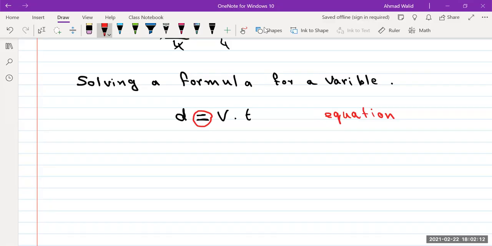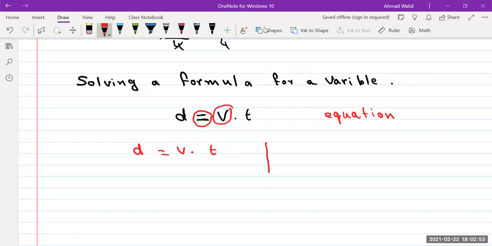For example, in this general formula, distance equals velocity times time, if I ask you what is the formula for velocity, you should be able to solve this equation for v, correct? I will rewrite this equation here. D equals v times t. If I ask you to solve this formula for v, it means isolate v and move the other variables to the other side.